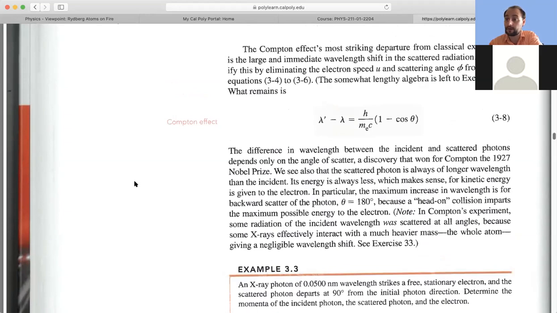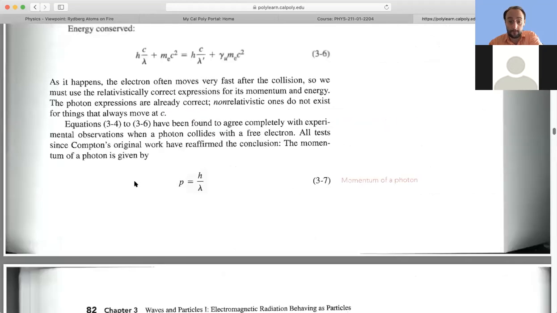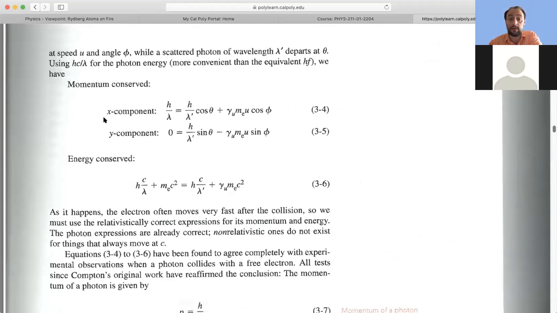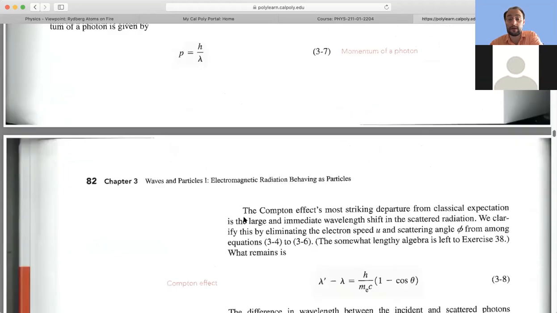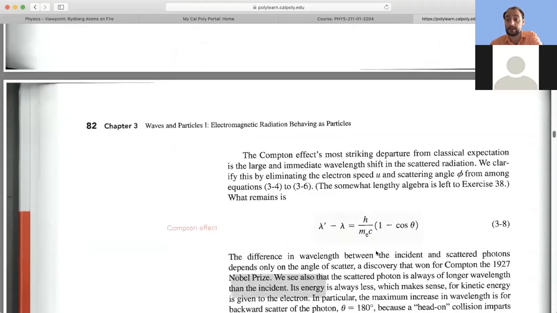Momentum is a vector. So it has an X component, a Y component, and there's also energy. So here are the three equations: conservation of X component, conservation of Y component, and conservation of energy. Once you have used this expression right here, which relates lambda and lambda prime, the incoming and outgoing wavelength, you can get the angle of the outgoing photon.